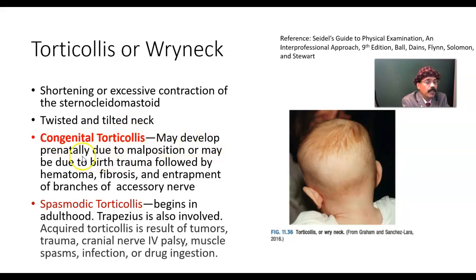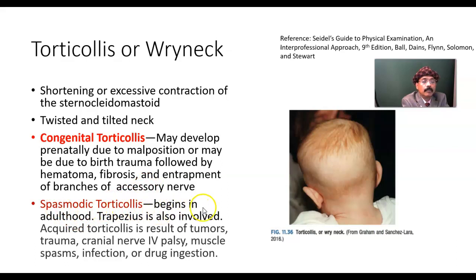Congenital torticollis may develop prenatally due to malposition of the fetus in the uterus, or it may be postnatal due to birth trauma. Birth trauma may be from vaginal delivery, or C-section, whatever it may be. There may be bleeding in the sternocleidomastoid muscle, leading to fibrosis and contraction. There may be entrapment of the branches of the accessory nerve, that is the motor innervation to the sternocleidomastoid muscle.